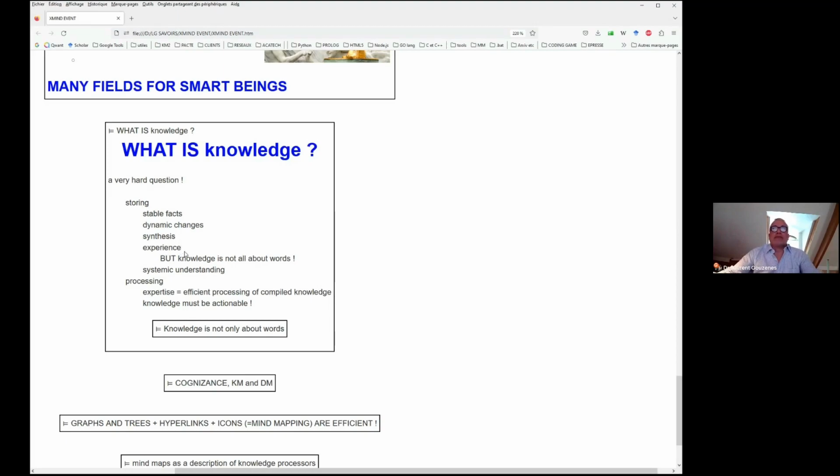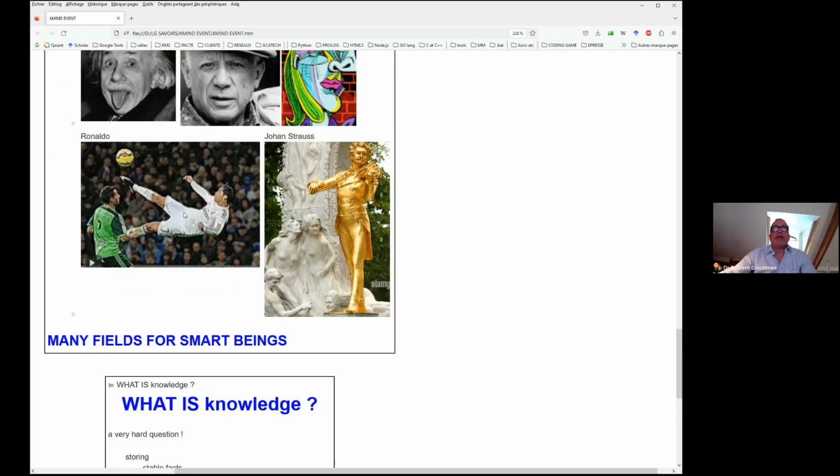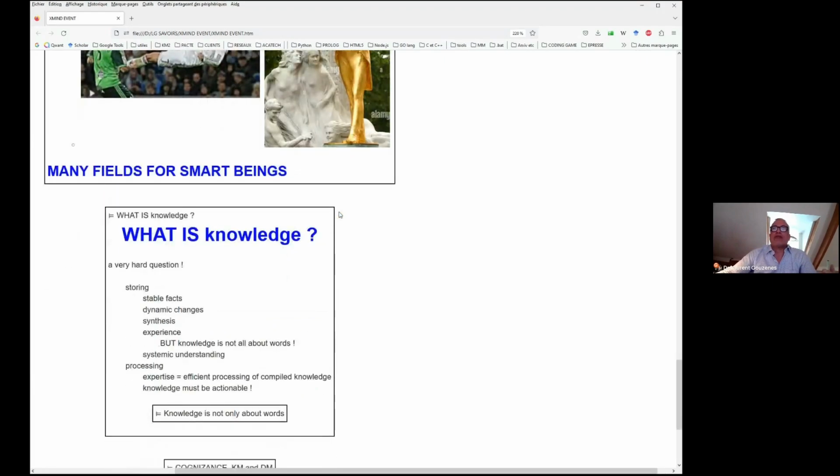Experience is great, because who processes a lot of experience? A football player, for example, works on experience. He doesn't work on words. He doesn't need words to play football. A musician also works on experience. He has experience in his fingers and in his ears, but that's knowledge which is very difficult to store.